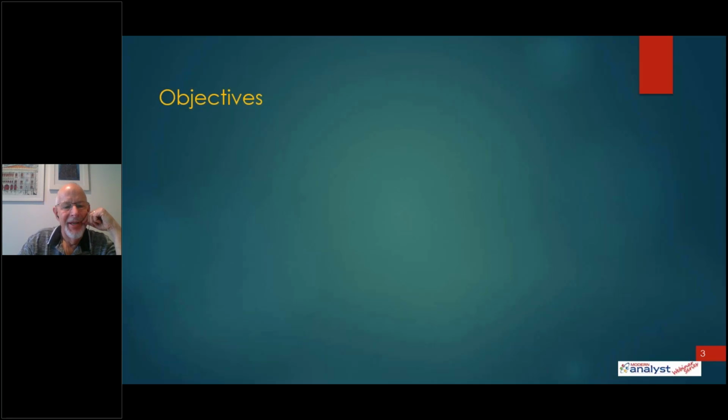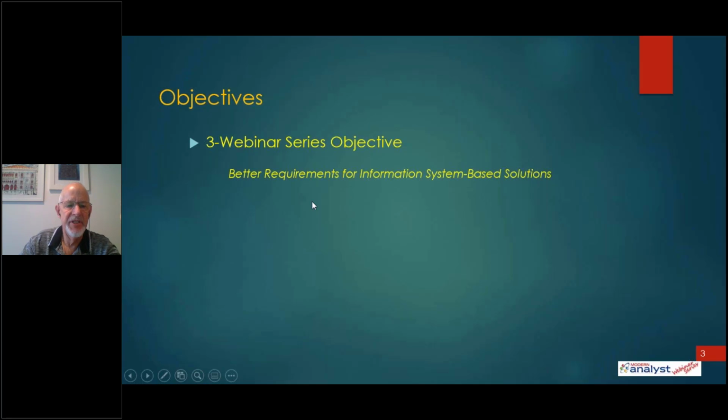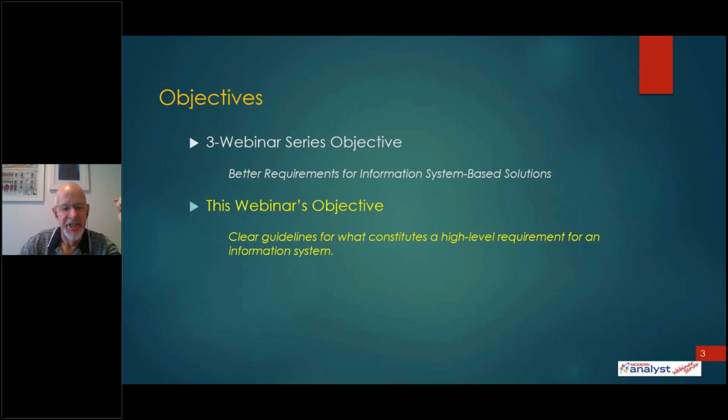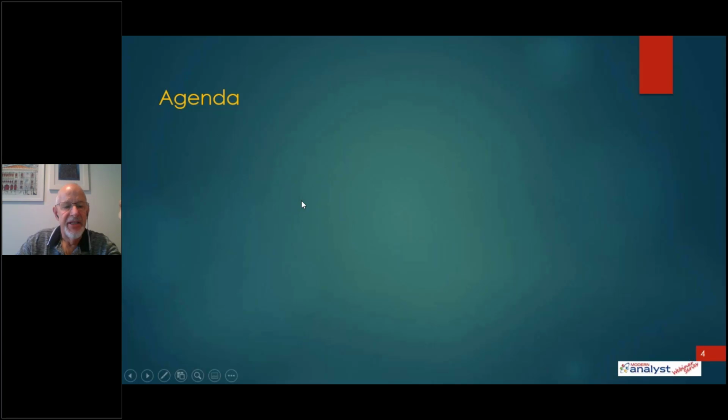I like to start my presentations with objectives of what we're trying to achieve. So this is a 3-webinar series. The objective for the overall series is better requirements for information system-based solutions. And in particular, today's webinar, I'm looking to achieve clear guidelines for what constitutes a high-level requirement, again, for an information system. The agenda for today will run about 45 minutes.